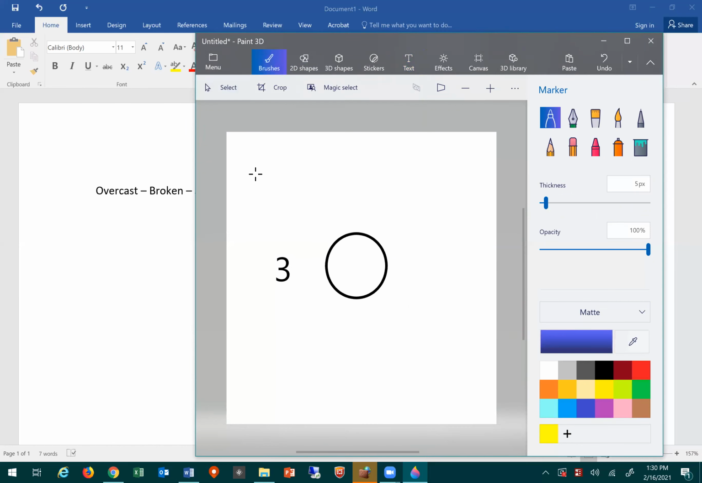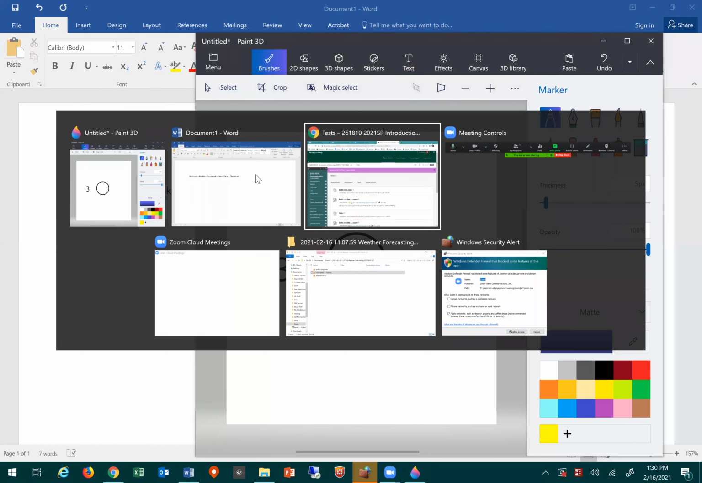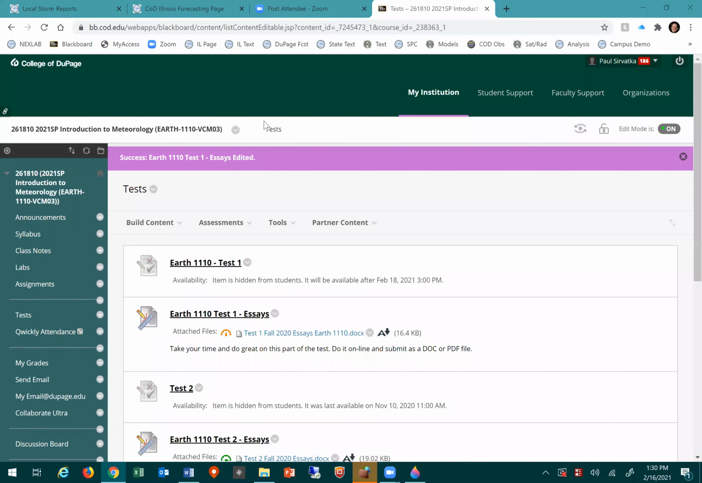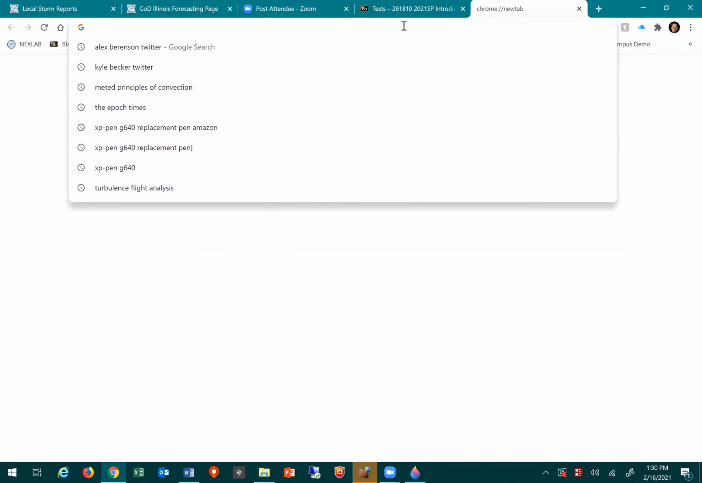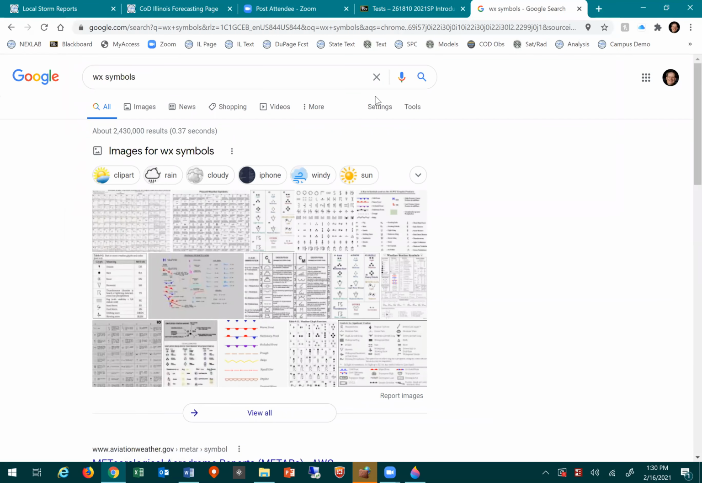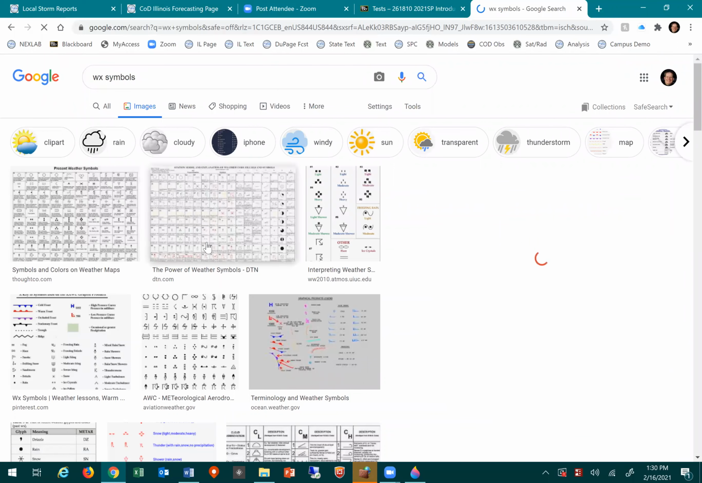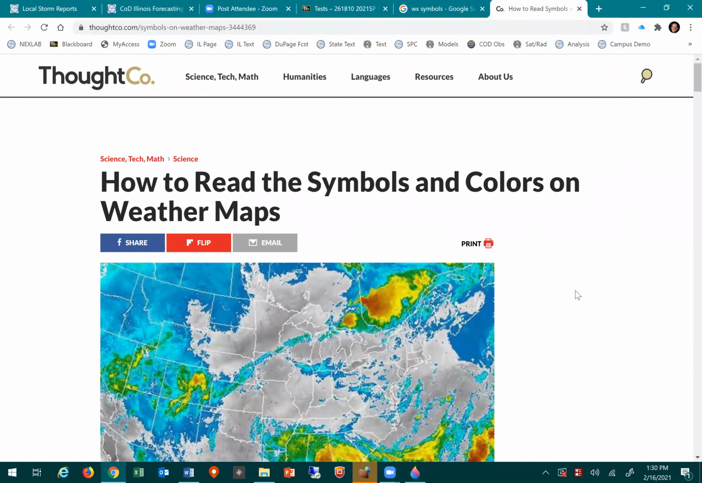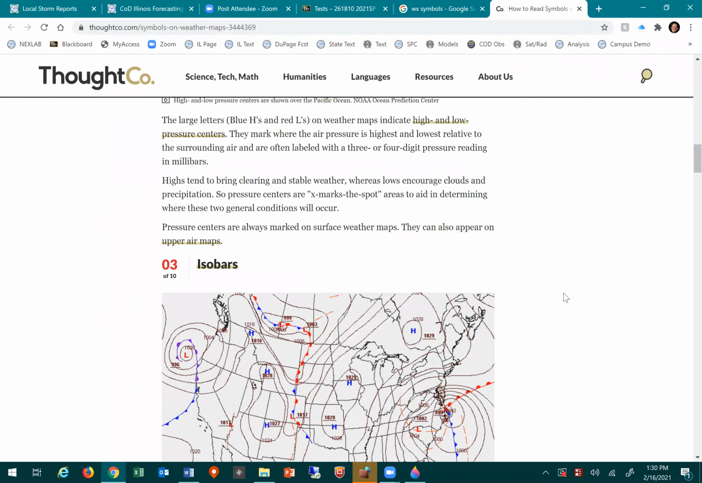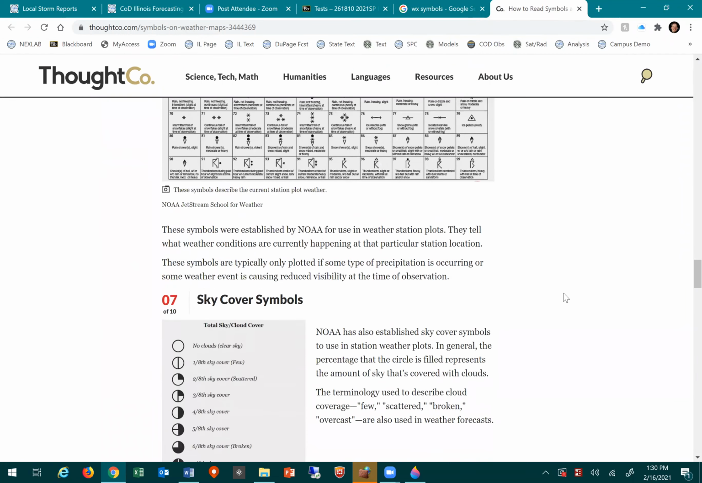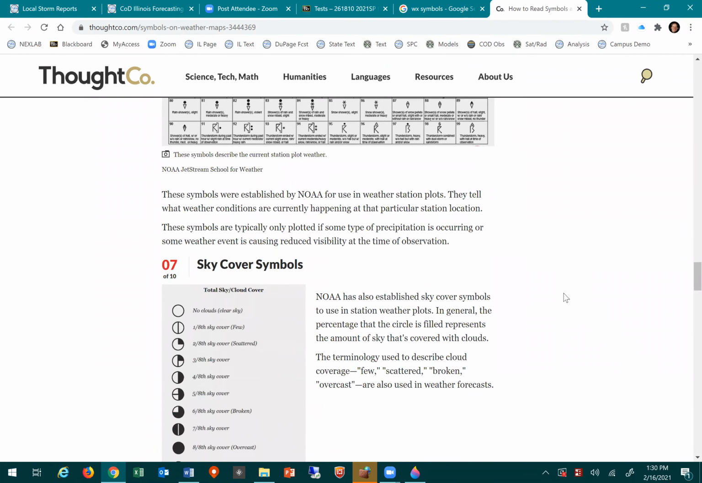Now, unfortunately, I usually would write these out. You have this in your book, but I can go online and do this as well. Like when you're doing notes, it's easy to do that. So if I go to weather symbols, that's pretty straightforward, right? I'm going to go into one that looks like it has the most. I'm just going to point out a few of them as we go. Okay, so how to read symbols on the maps. Seems like a good thing to have. There we go. By the way, there's your sky cover.